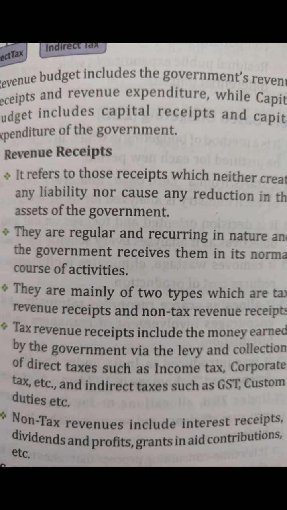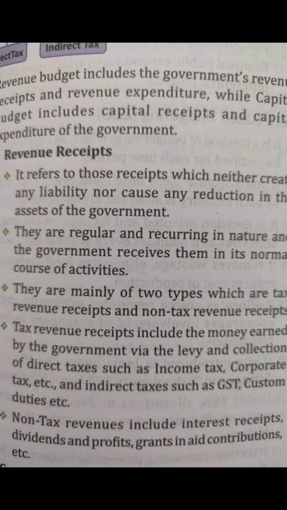Summary table, revenue receipts, type, purpose. Tax revenue, income tax, GST, customs duties. Money collected by taxing people and businesses. Non-tax revenue, interest, dividends, grants. Money from loans, investments and aid.